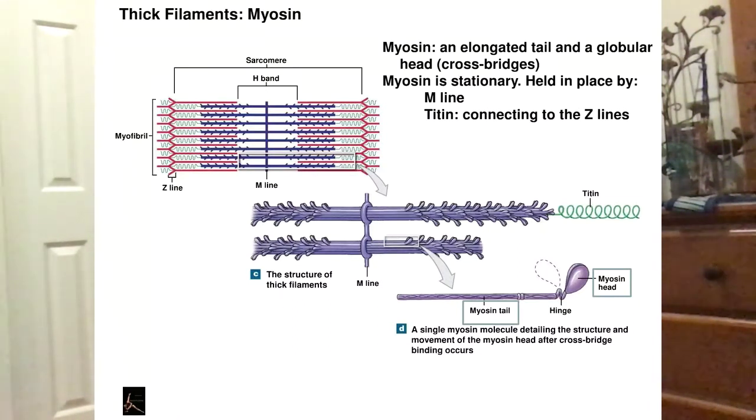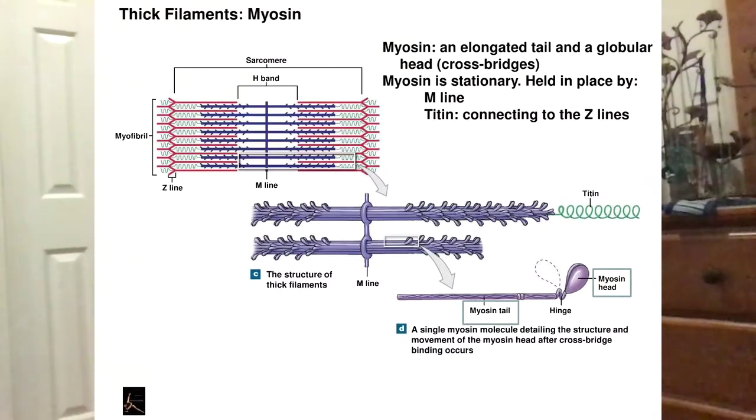Because again, with a contraction, if we pull the actin toward the M line, we're going to get more overlap between the actin and myosin. So the H band is actually going to get shorter. Okay. The last structure I do want to talk about, and it's written for you here, is that green squiggly line.